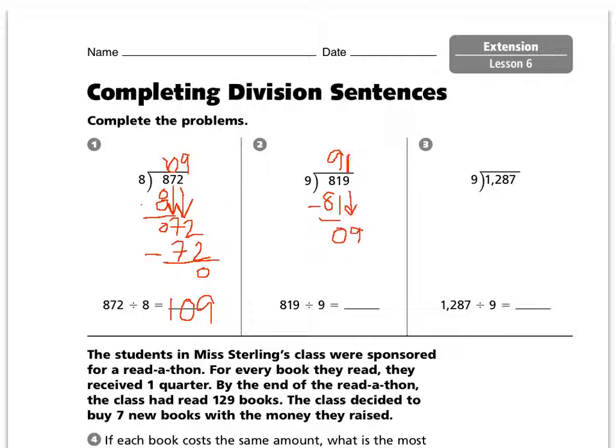9 goes into 9 one time. 9 times 1 is 9. I subtract, I get 0. My answer is going to be 91. Now go on to number 3.